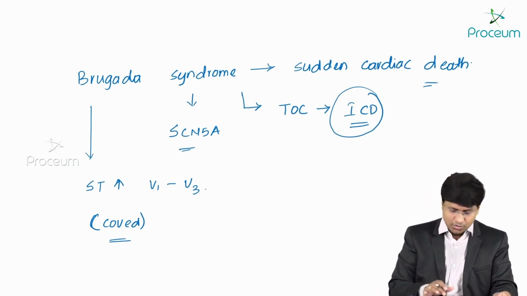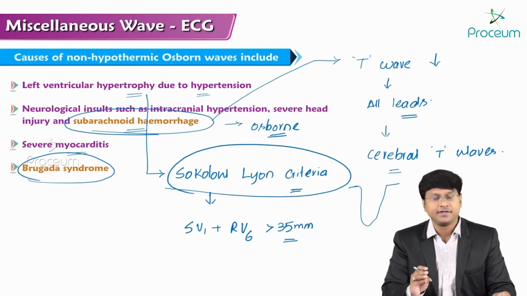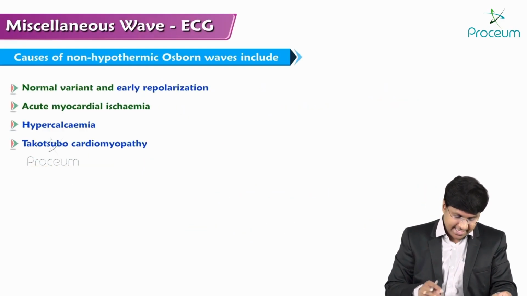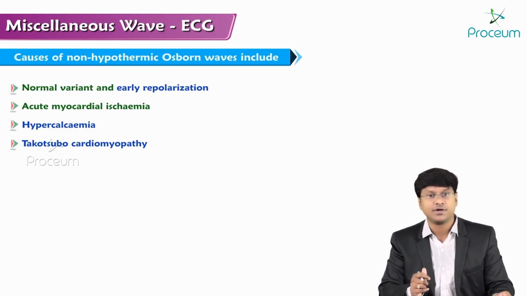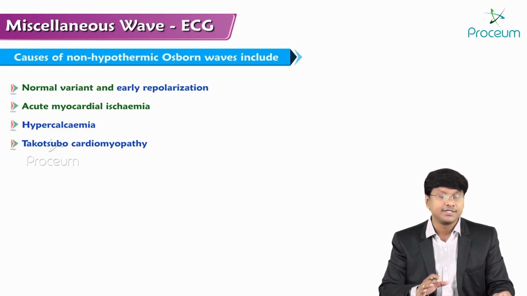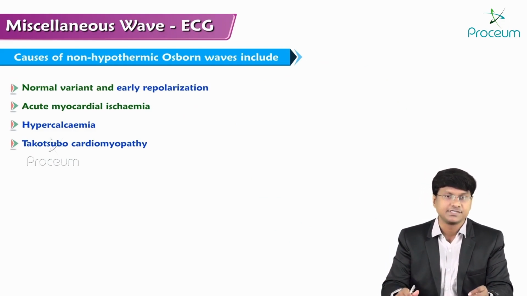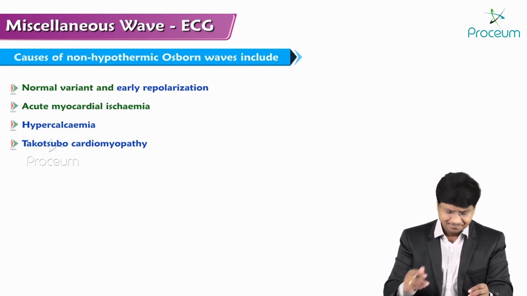So these are all the conditions: left ventricular hypertrophy, subarachnoid hemorrhage, severe myocarditis, Brugada syndrome, and then benign early repolarization, acute myocardial ischemia, hypercalcemia, and tachycardiomyopathy. These are all the conditions where you can have the presence of the Osborne wave.